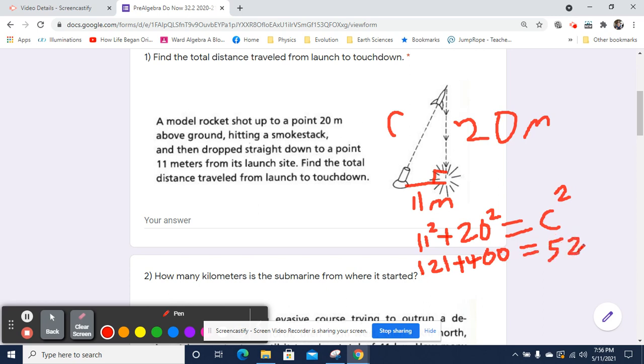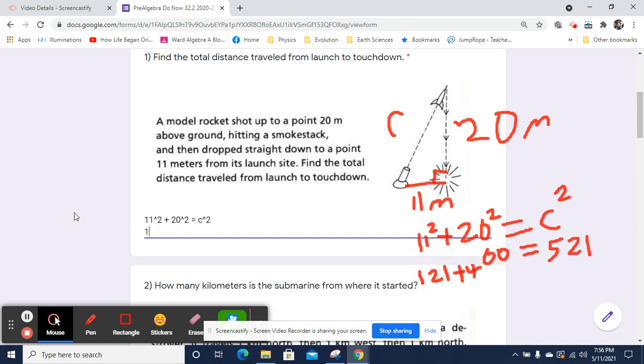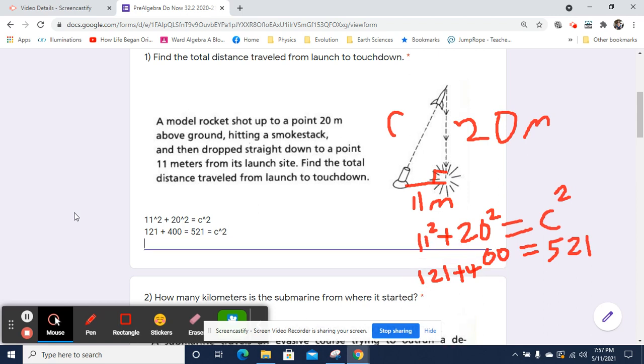And then we need to get the square root of 521, okay? So I'm going to write this in here. So I've got 11 squared plus 20 squared equals c squared. And that means we've got 121 plus 400 equals 521, which will equal c squared. And now we need to figure out what is the square root of 521.